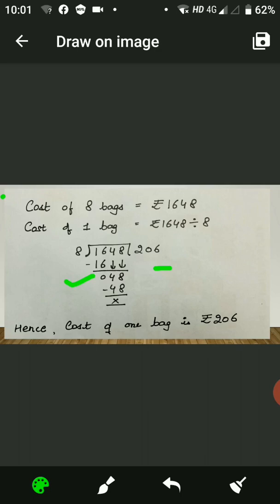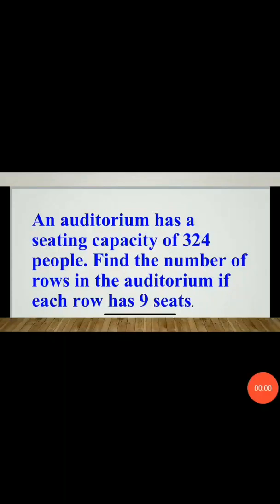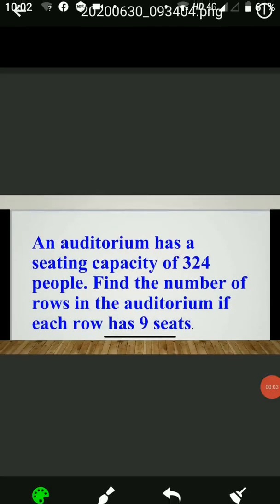Then you have to write the hence line. Hence line is the last line. Cost of 1 bag is rupees 206. Remember one thing, you have to put the rupees sign, otherwise marks will be deducted. Clear?